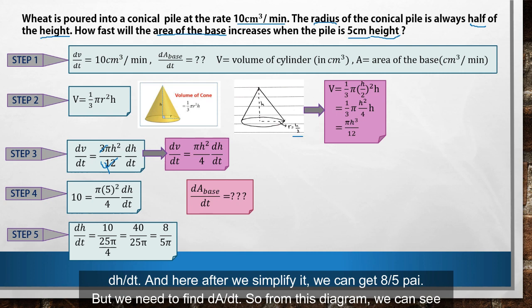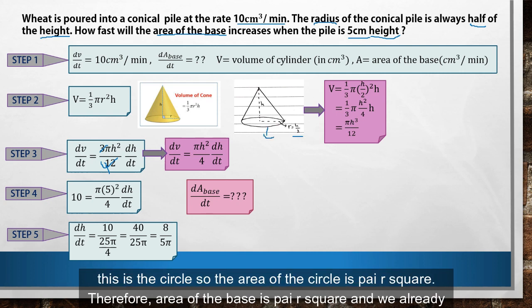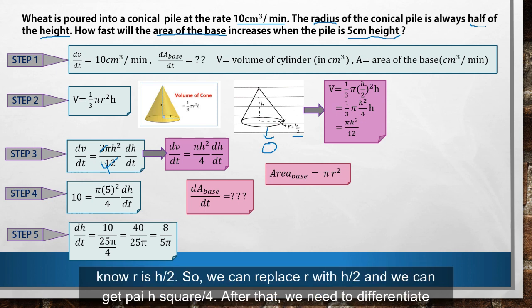So, from this diagram, we can see this is the circle. So, the area of the circle is pi r squared. Therefore, area of the base is pi r squared. And we already know r is h over 2, so we can replace r with h over 2, and we can get pi h squared over 4.